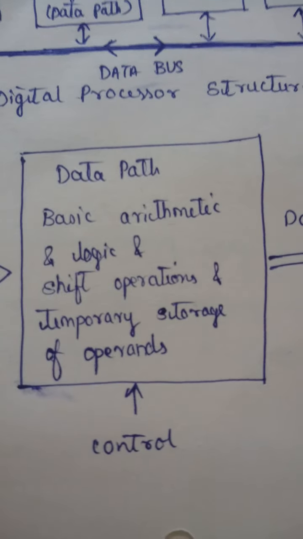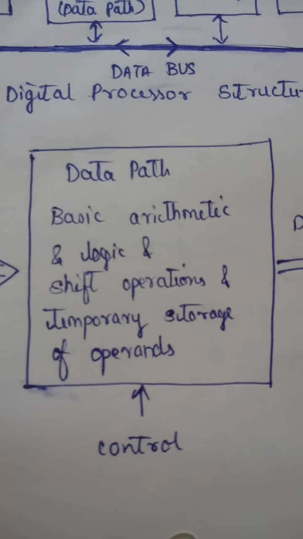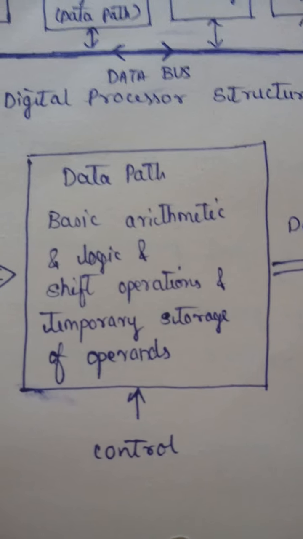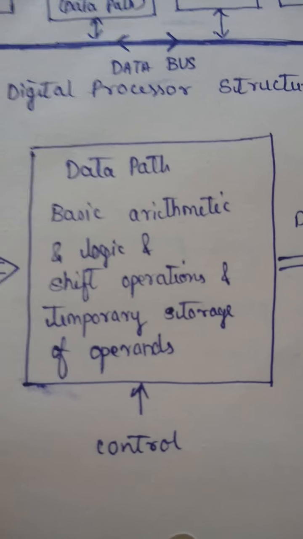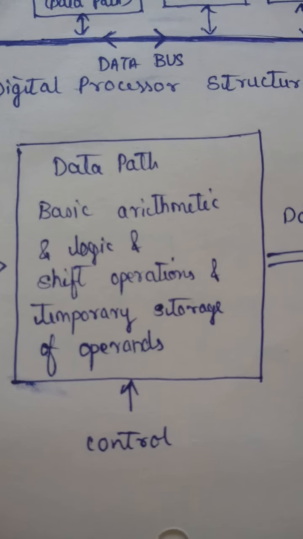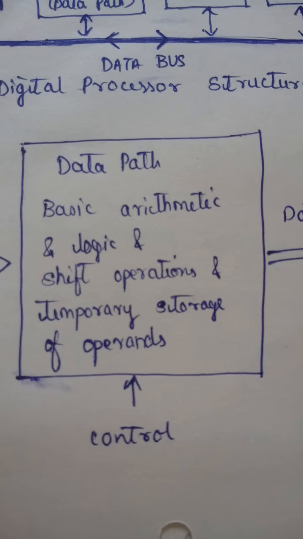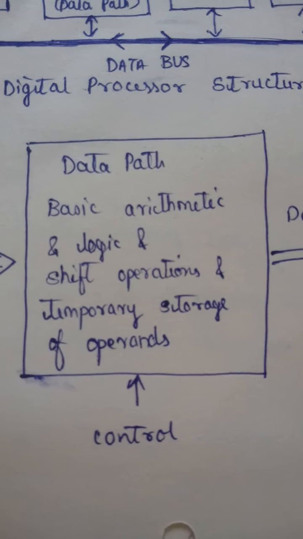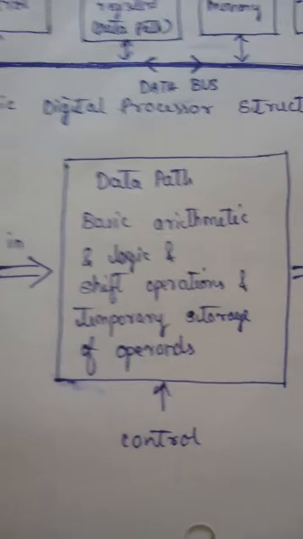Why do they need temporary storage of operands? Whenever you do the shift operation, 4 bits may not be sufficient, right? So in that case, it should be shifted to the next storage element. So in that case, the temporary storage of operands is done.